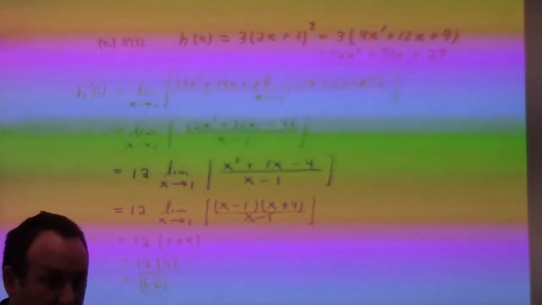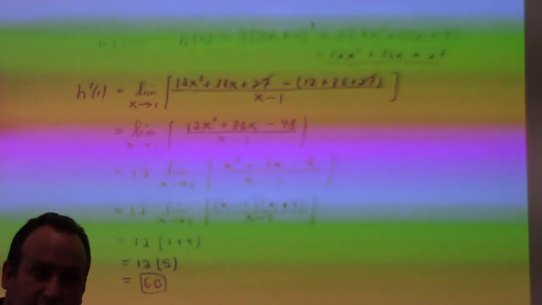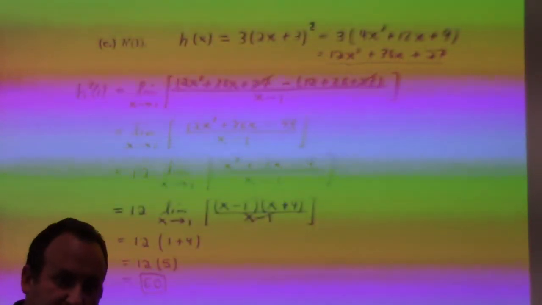And so what do we expect? Remember I just told you? We should expect we can factor out x minus 1. If we're doing the difference quotient, we have x minus 1 in the denominator. We ought to be able to factor out x minus 1 in the numerator.